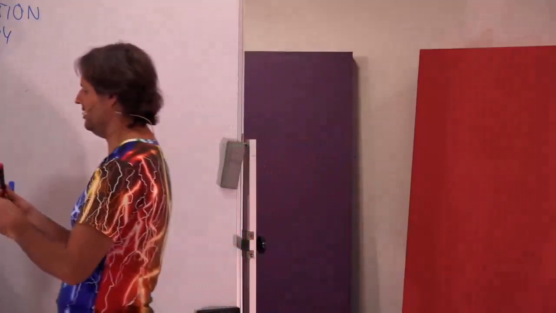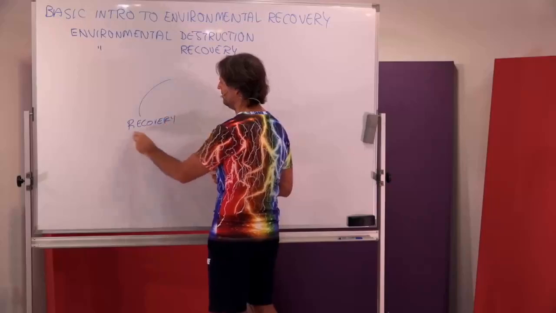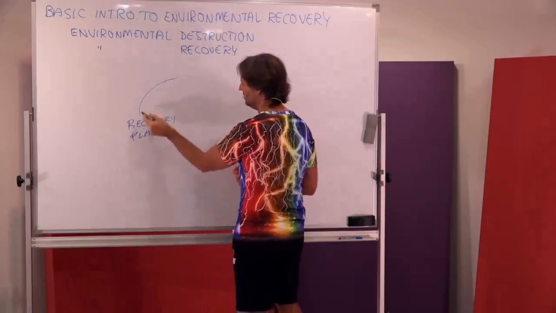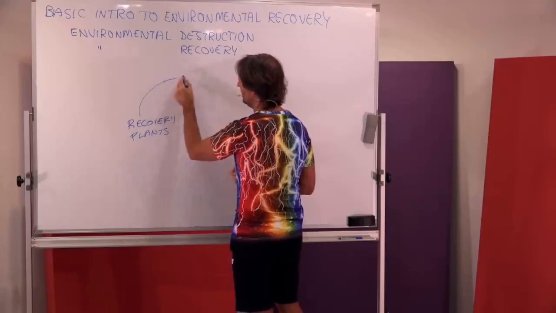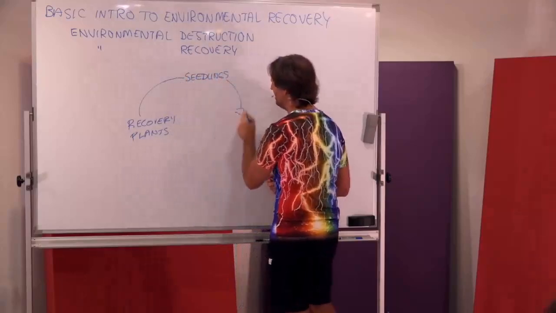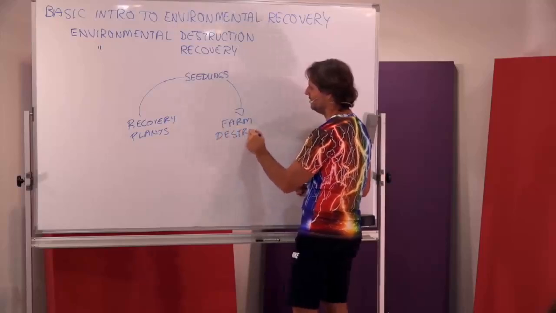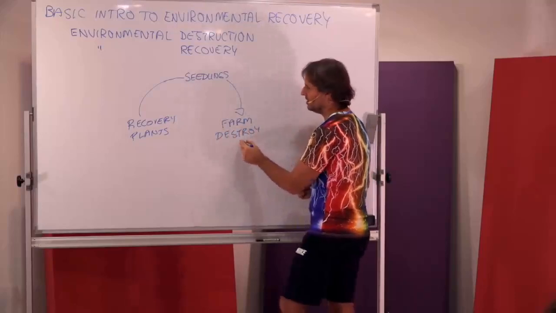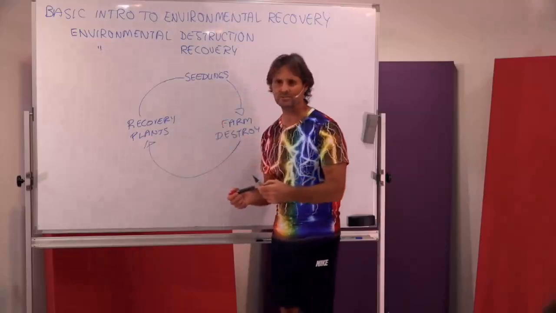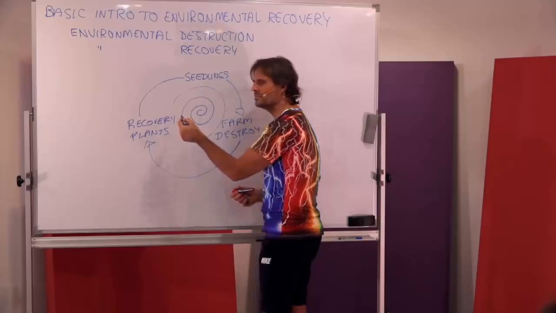So the cycle basically is the seeds, the recovery plants, which there are millions of seeds of in the ground, germinate. So they germinate. They grow into seedlings. Our farming techniques destroy them. Right? And then, of course, the recovery plants that are in the banks try to start again, but now there's less of them. There's less seeds. So you end up with a cycle that is slowly converging into nothing left.